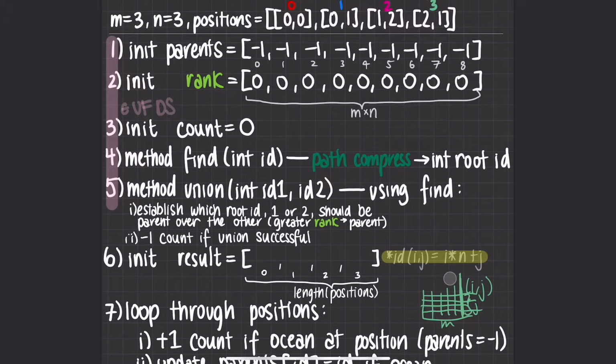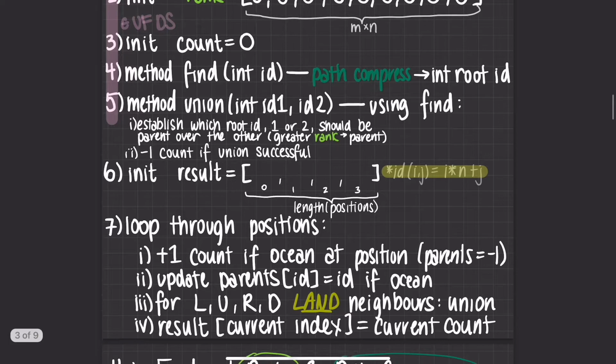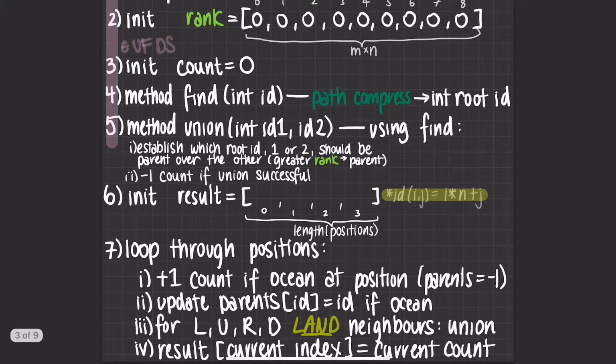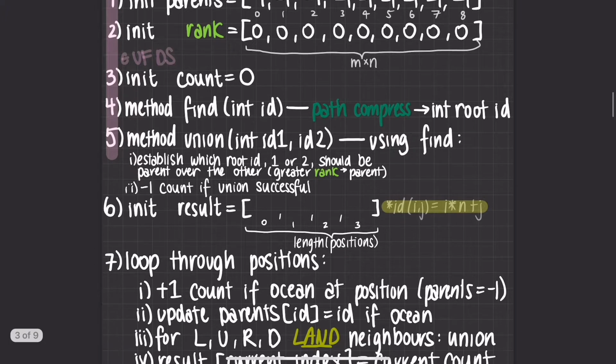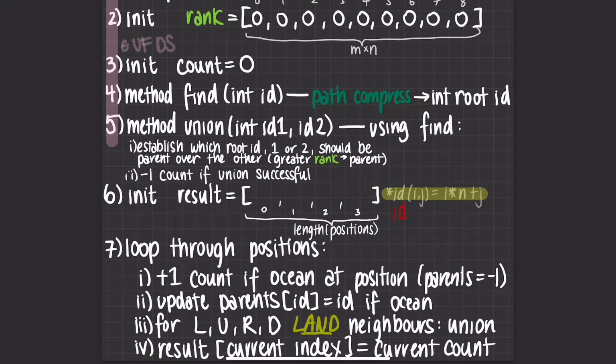Okay, so let's run through our example right here. We're going to loop through every single position and perform the following. First, let's start with our first position, which is (0, 0) right here, and calculate what that ID would be. The ID of (0, 0) would be 0 times n, which is 0, plus 0, equal to 0. Okay, so first, we add 1 to the count if the position is ocean.